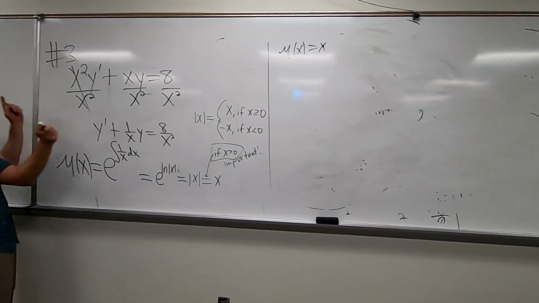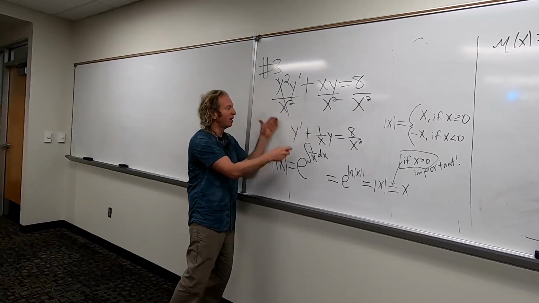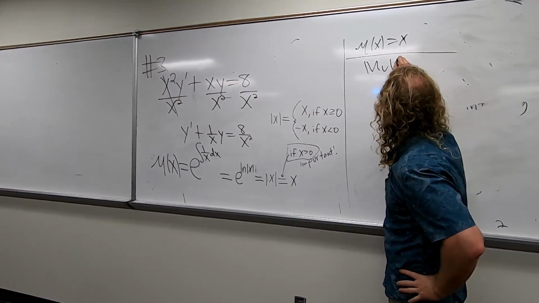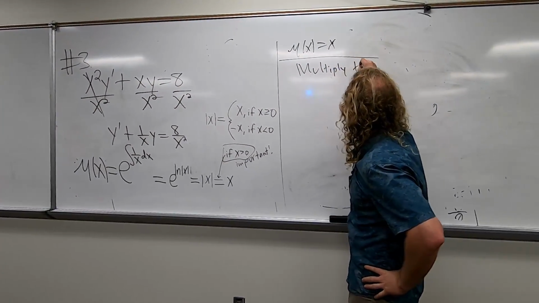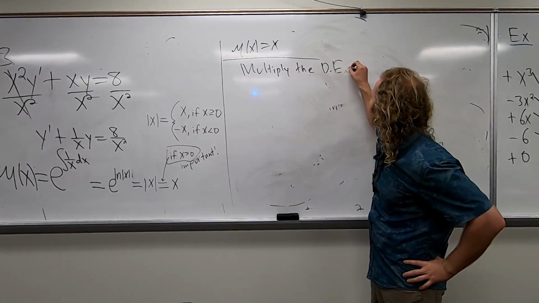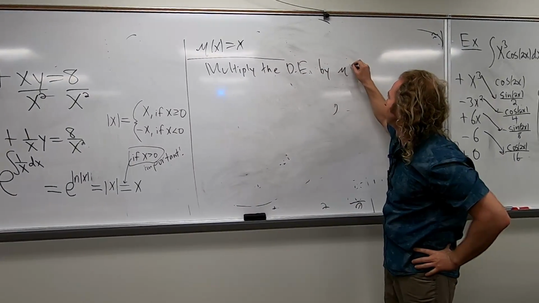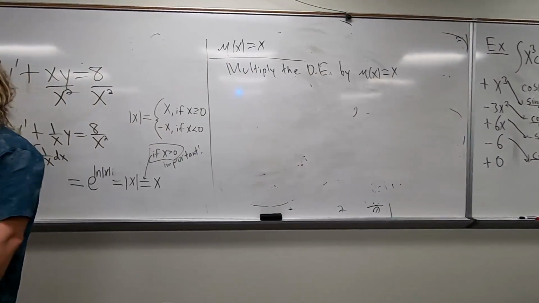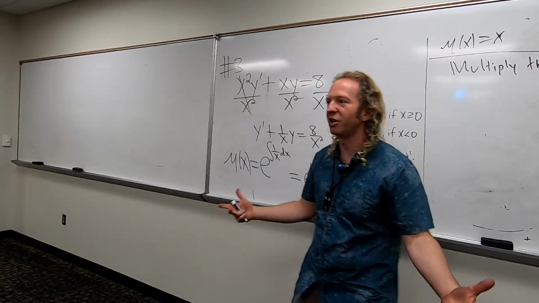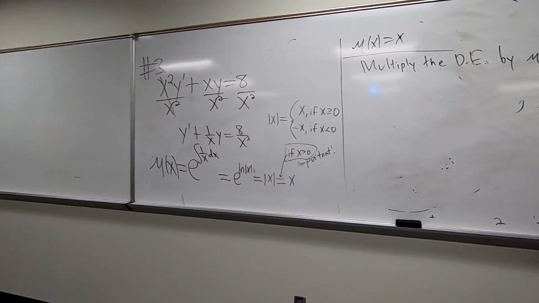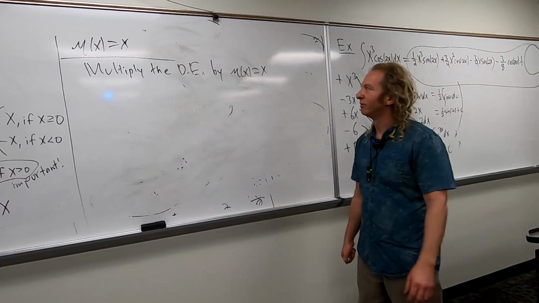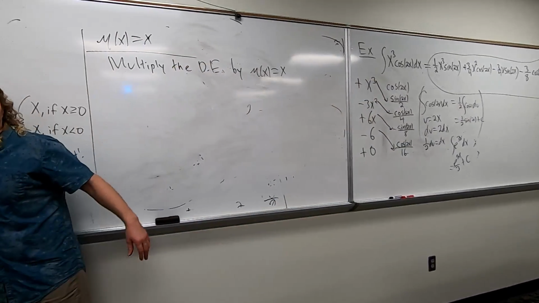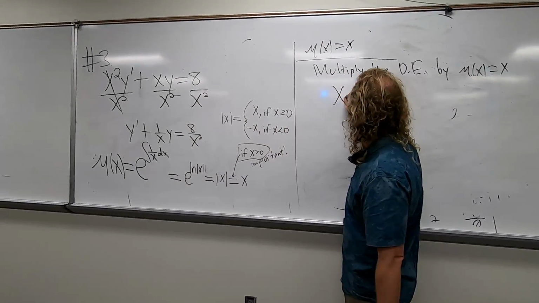So we're multiplying this one, right? So it'll be x y prime. Let me write that down. Multiply the DE by mu of x equals x. Let me just throw that out there. Why not? Just so you have it. I could have just done it, but I've never written that down before. First time ever. So I don't know if it was worth it. Okay. xy prime, right?